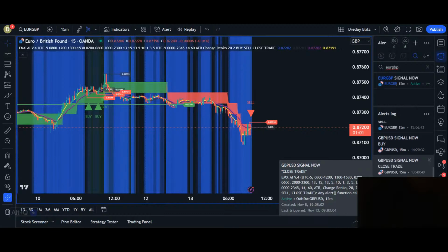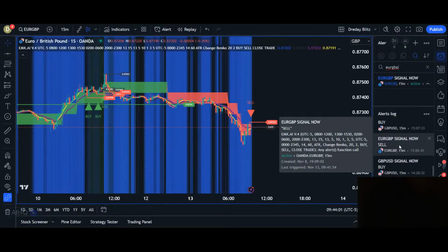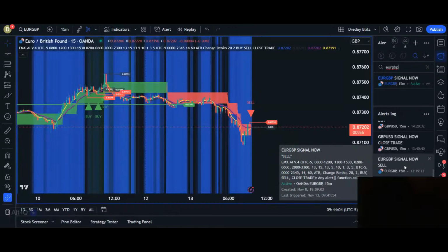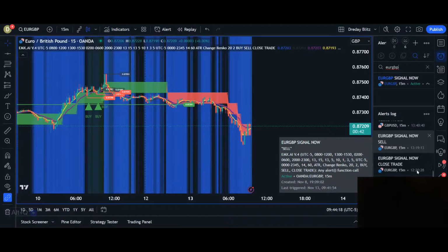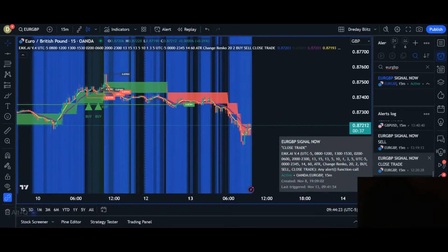So I'm just gonna go back. So I had a sell signal here. All right. So Euro GBP, if you look at it, the trend change at, it was at midnight. No, it was at 12:20 p.m. On, let's see here, created the last trigger on the 13th.